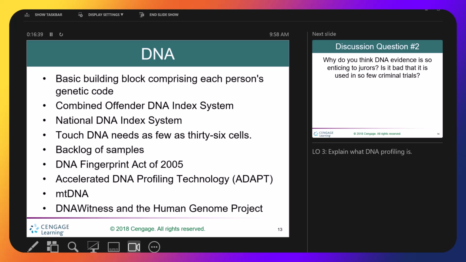Because again, you may recover DNA from a crime scene and you don't know who it is, but when you run it through the system, it may come back. National DNA Index, same thing. Touch DNA needs as few as 36 cells. So when someone touches something and leaves, everywhere you go, you leave something from your body, your person, and you pick up something.